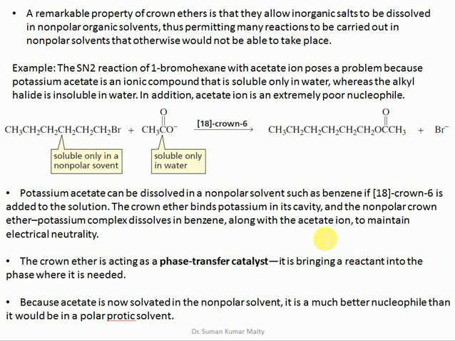Okay, so this is the mechanism of how a phase transfer catalyst improves the reaction yield and reaction rate of nucleophilic substitution reactions. I hope you guys understood the topic.